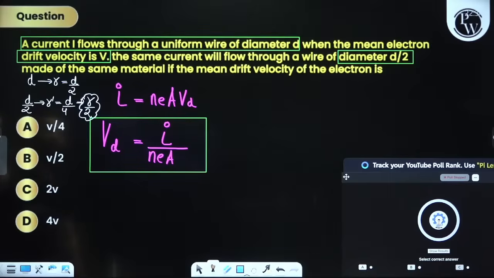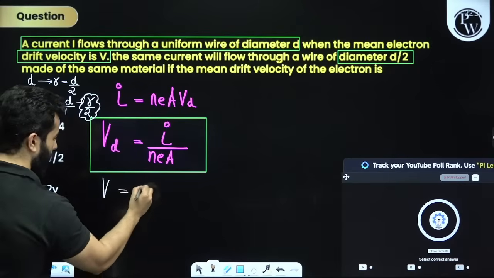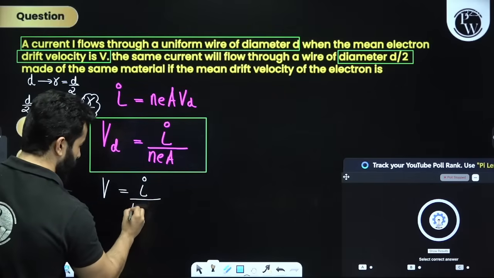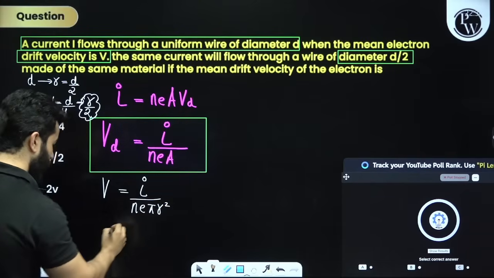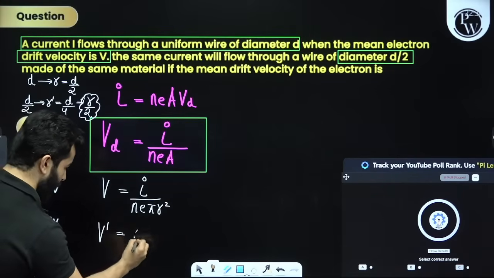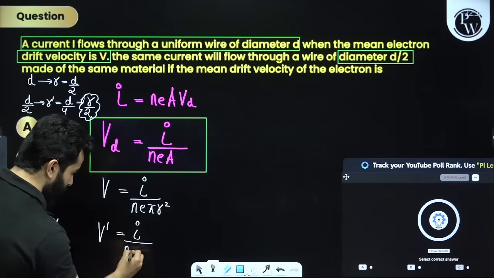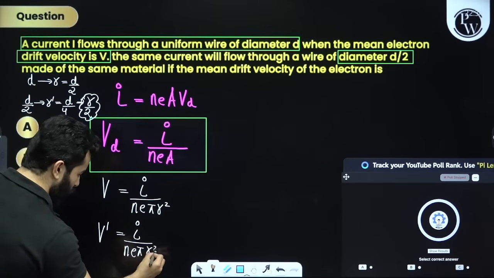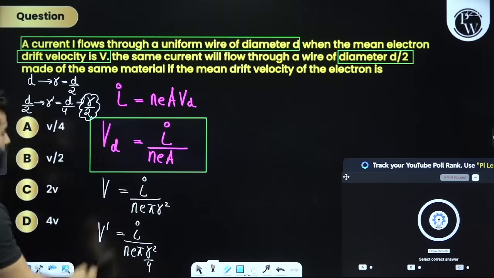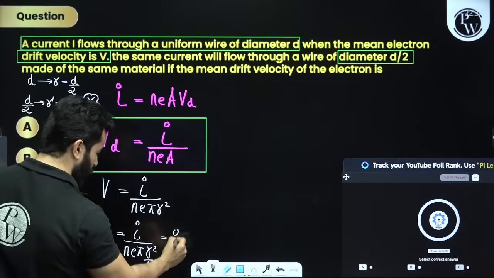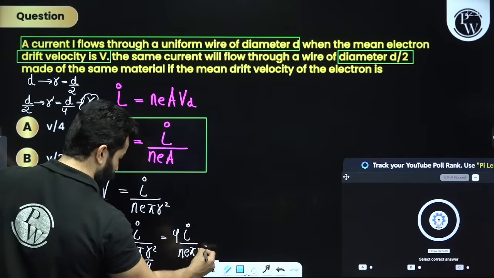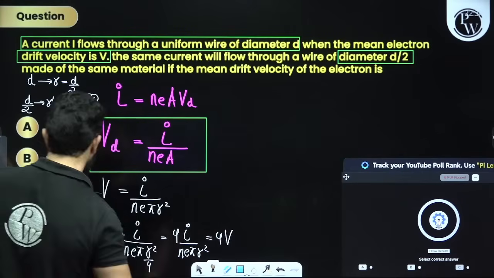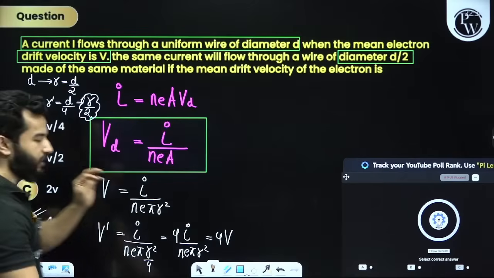Got it? Now they are saying, doston, the drift velocity is V, current is I, and n, e, and this is going to be pi into R square. Sorted? Now V dash, if current is the same, and n, e, pi, this will become R square by 4. Got it? Because this is R by 2. So this will become 4 times of I divided by n e pi R square. So that's 4 times of V. So 4 times of V, that means option D is correct.